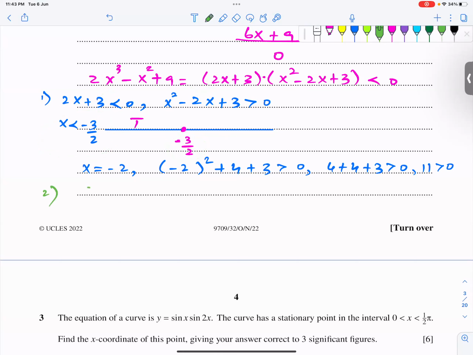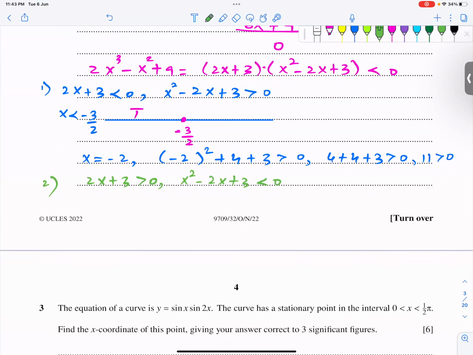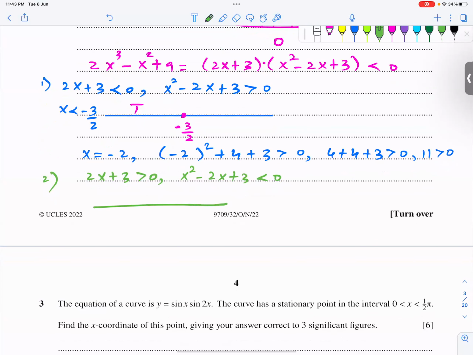The second case is, let's suppose 2x plus 3 is positive, but the other quantity should be negative because the product is negative. So one of them should be negative. So this is the second case. Similarly, find the value of x from the first inequality and you will get x greater than minus 3 by 2. This time, this portion is true for the first inequality. So we will only check this portion for the other inequality as well.